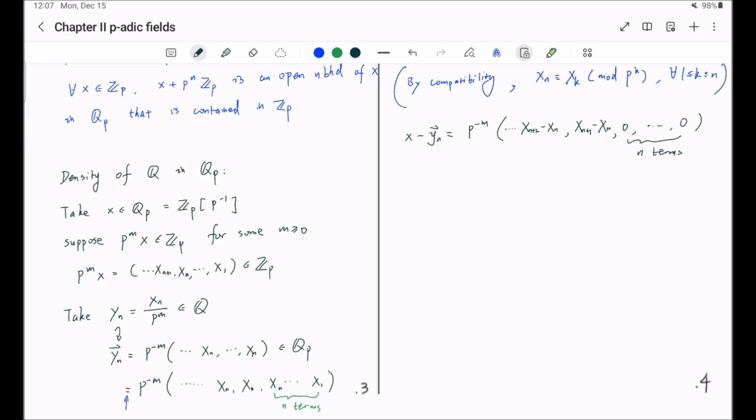And it follows that if you look at the distance between x and y_n, by definition, this is e to the power negative v_p of x minus y_n. And because the first n terms are equal to 0, we must have this less than or equal to e to the power negative n minus m. And now, as n goes to infinity, we have the limit of y_n equal to x. And this verifies the density, and therefore the whole proof.